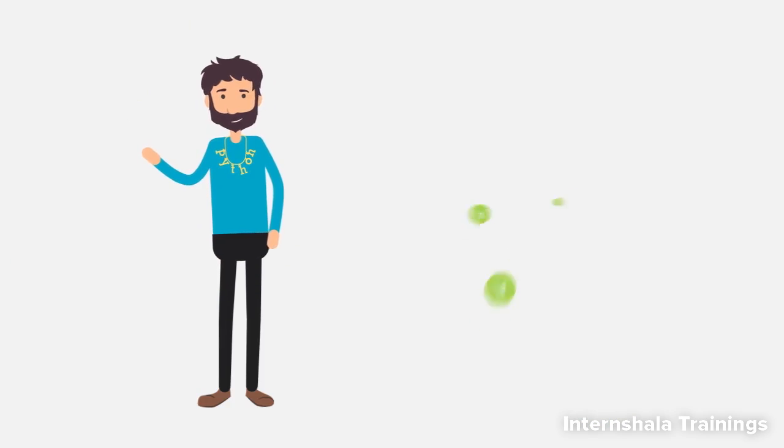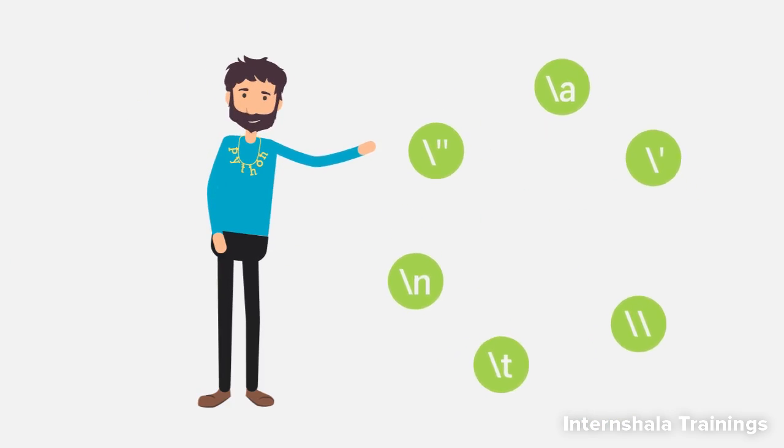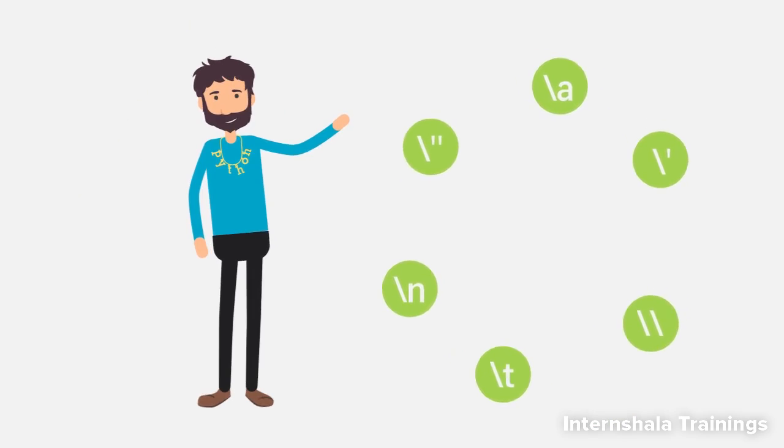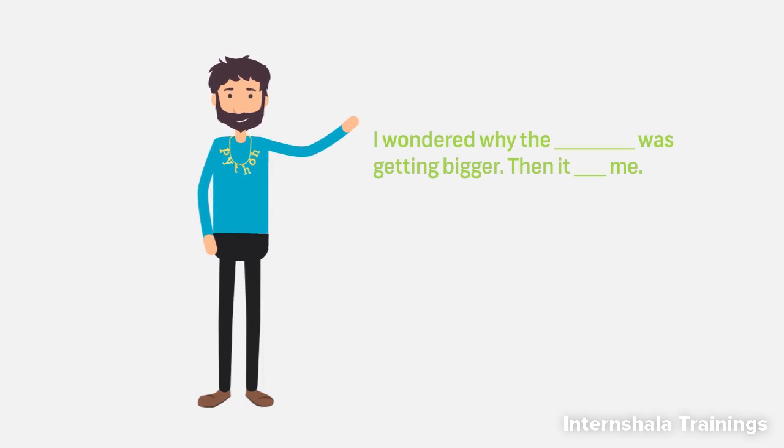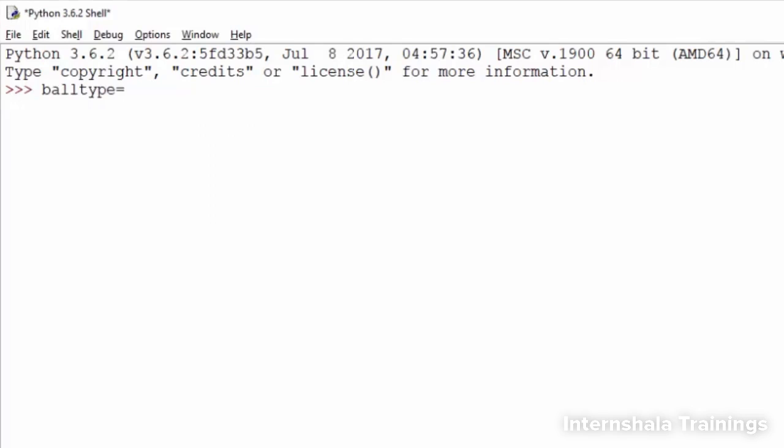In the previous section, you learned about using escape sequences to format strings. There is another way of formatting strings by having placeholders in a string and filling them with values assigned to variables. This is somewhat like having fill in the blank type sentences. Look at this example. Now let's say the two blanks are the variable ball type and result.